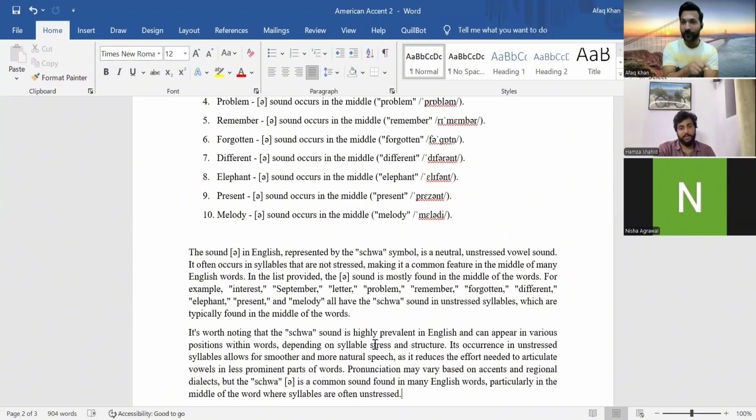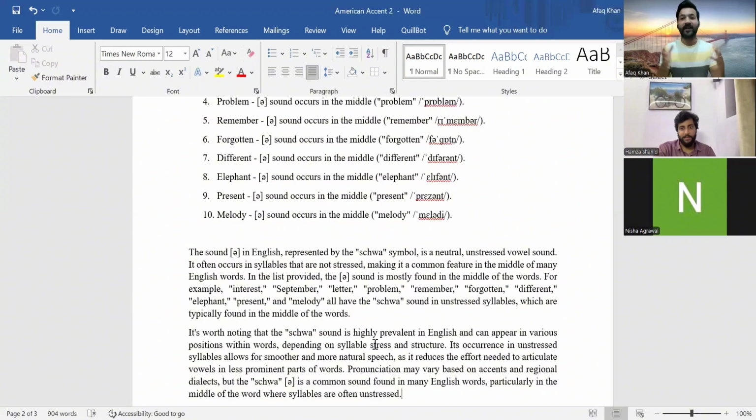Before this, she was saying it differently because it is affected by the dialect. But if she practices it in a correct way, she can make it just like this. So it was a good job, Nisha. I really appreciate it a lot.